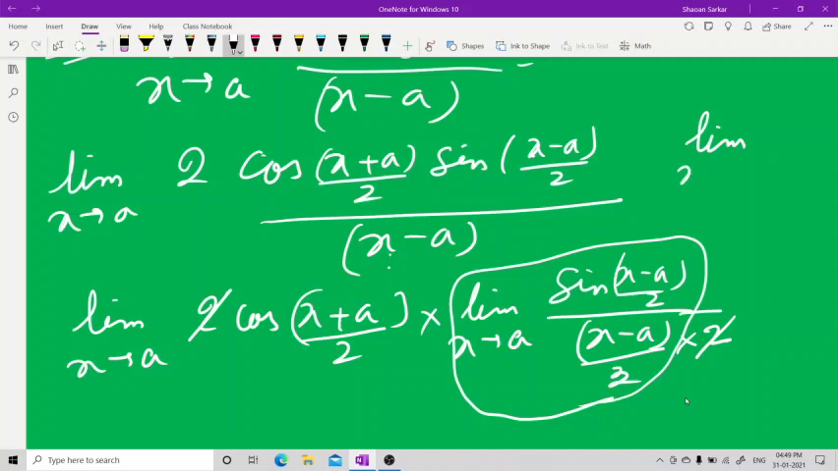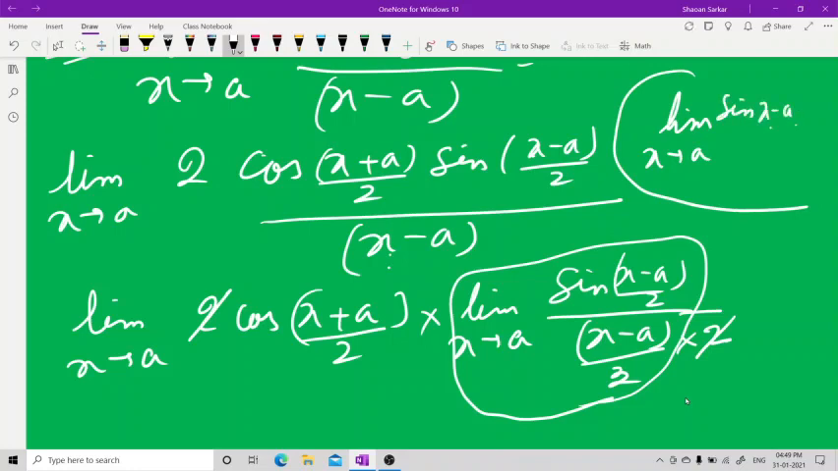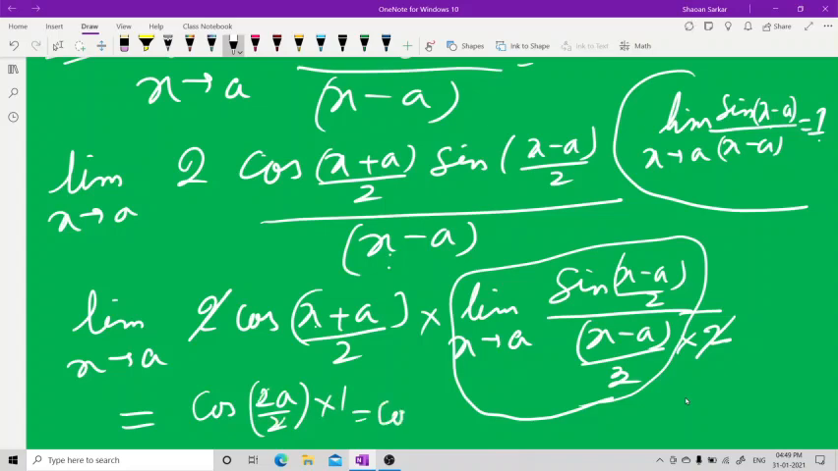Limit x tending to a, sine (x minus a) upon (x minus a), this is always 1. So this is 1, so you put a here, and what you get is cos (2a by 2) into 1. The 2 cancels out, and you get cos a as the answer.